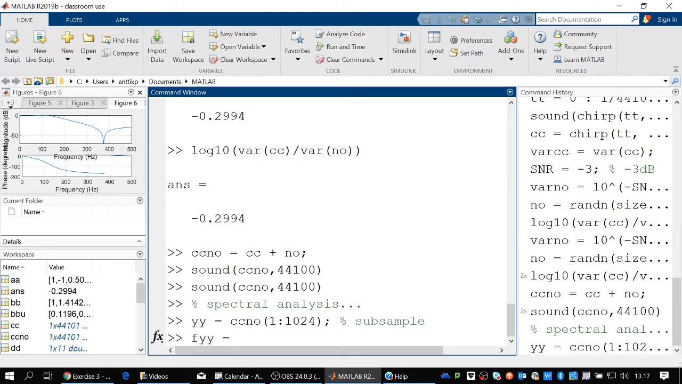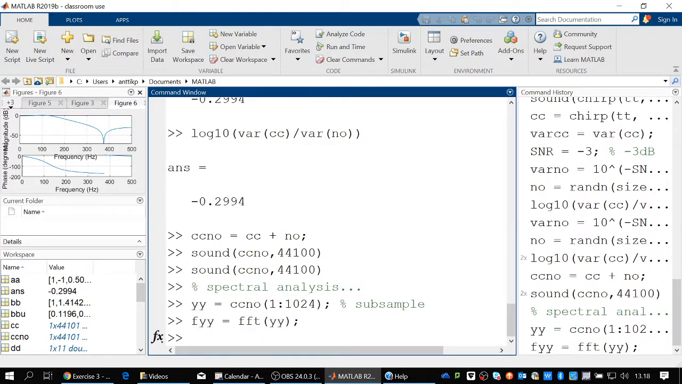Calculate the Fourier transform of the sample. Then basically we know that the power spectrum is this Fourier transform multiplied by the complex conjugate of the Fourier transform. Again, this is a cell-wise operation, not a vector operation.